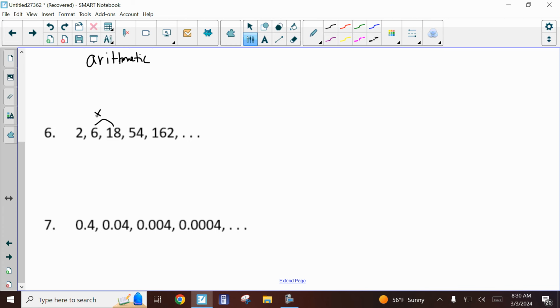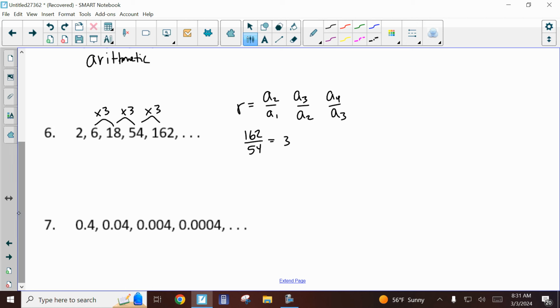multiplying. So this is times 3, this is times 3, and this is times 3. And guys, if you don't know how to find what you're multiplying by, remember what I told you about R in the beginning. R is A2 divided by A1, A3 divided by A2, A4 divided by A3. I did that in some of the first examples, or the first problems. So no matter what pair of next door neighbors you use, as long as you put the right one on top of the left one, for example, 162 divided by 54, that answer is 3. And every single one of these answers is going to end up being 3.